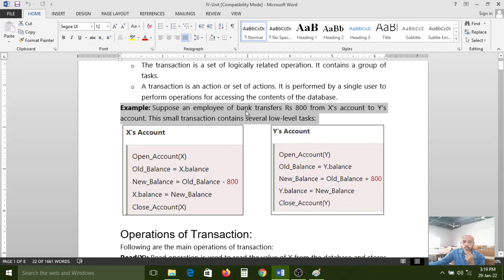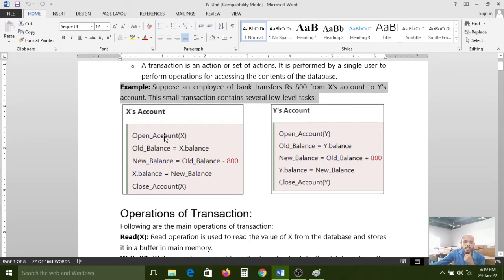Suppose an employee of the bank transfers 800 rupees from X account to Y account. This is X account, this is Y account. How many lines do we have? Each and every line is called one task. So if you want to perform one transaction, these many tasks happen.